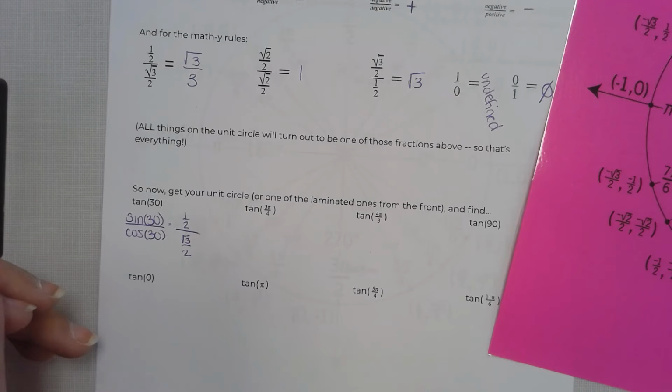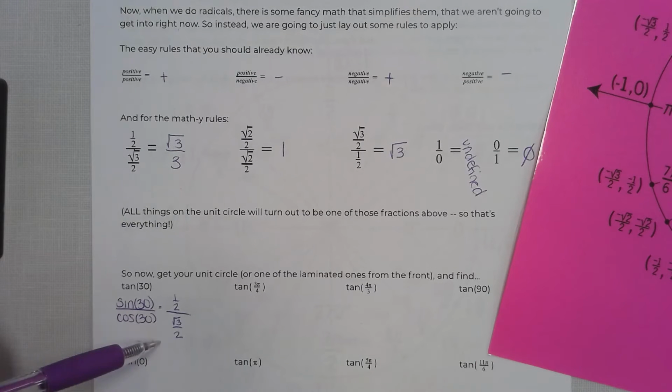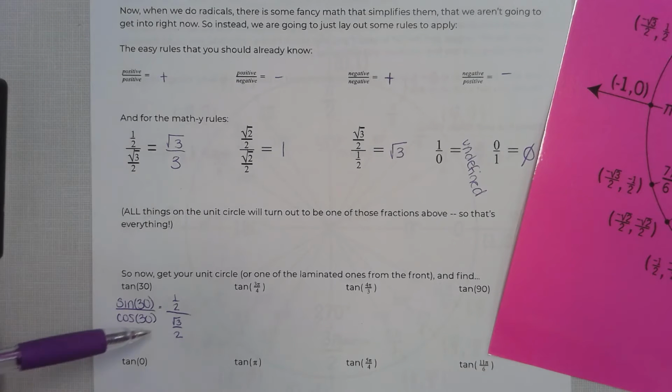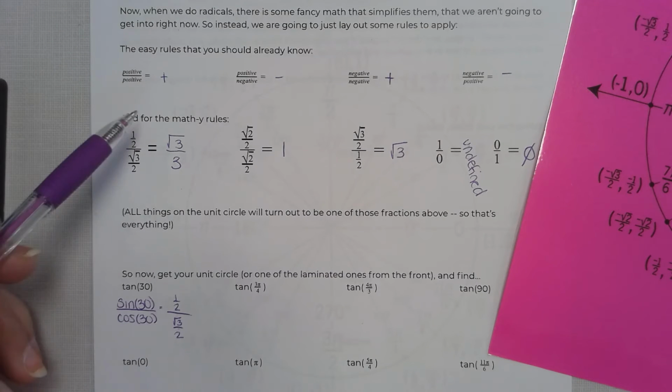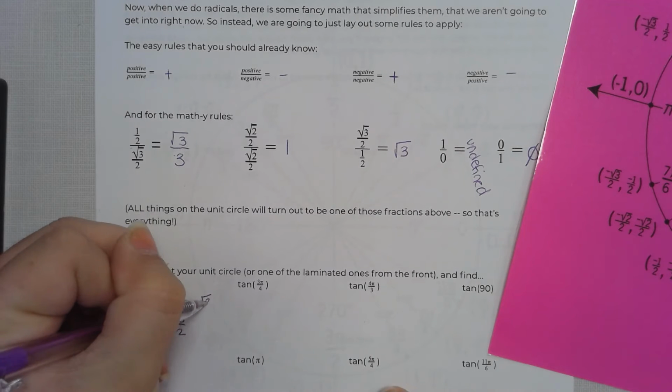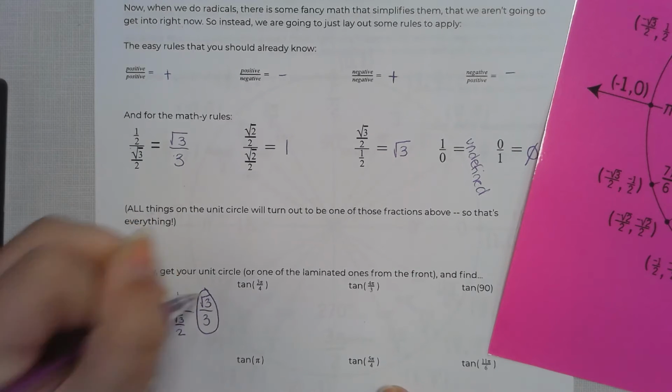And then we're going to go up here and we're going to find where that is. All right. First off, they're both positive. So positive over a positive means our answer should be positive. And then 1/2 over root 3 over 2, you can see here, turns into just root 3 over 3. And so that is our answer.